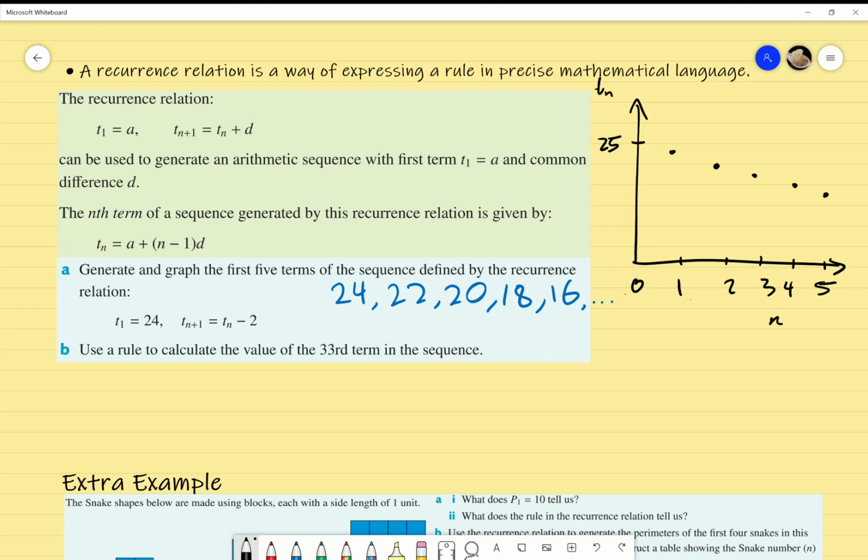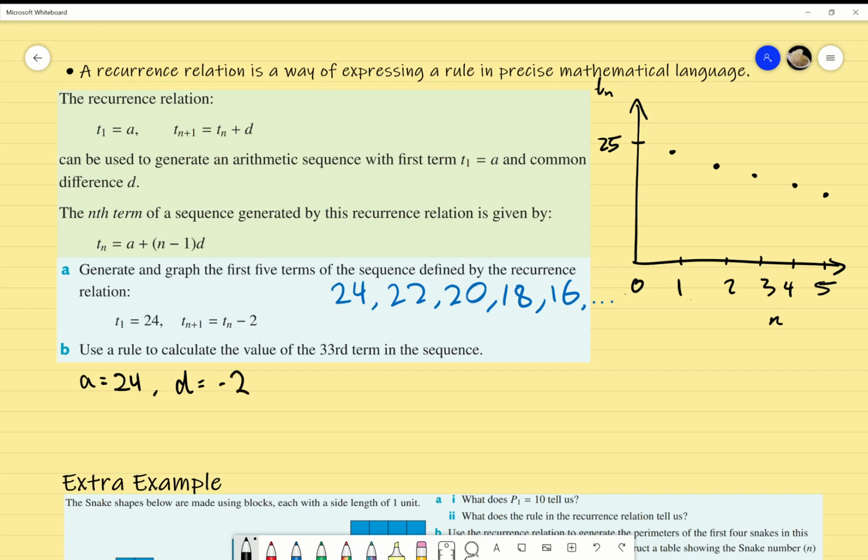So the idea is we're creating a sequence based on the recurrence relation. Now the second part of the question is asking us to use a rule to calculate the value of the 33rd term. If you're going to do this continually until you get to 33, it's a little bit annoying. So we're going to use the rule, but we have to identify the 3 variables. So what was A again? 24. Good. A was 24. What was D?